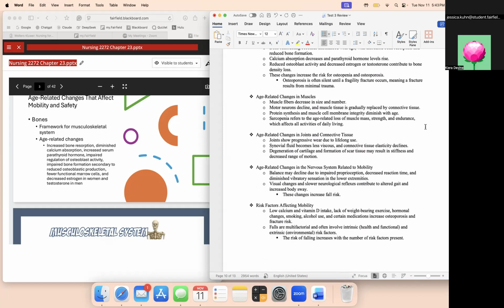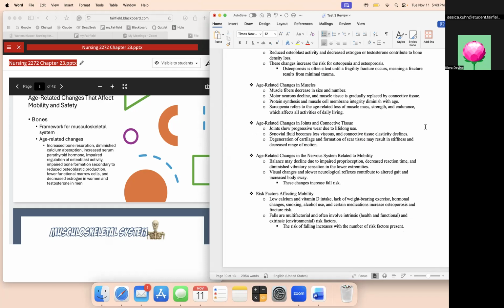Age-related changes in muscles: the muscle fibers decrease, motor neurons decline, and protein synthesis and muscle cell membrane integrity diminish. Sarcopenia refers to the age-related loss of muscle mass, strength, and endurance, which affects all activities of daily living. While this is an expected change, it shouldn't impair all activities of daily living. This is something that can be prevented or moderated for most of a person's life.